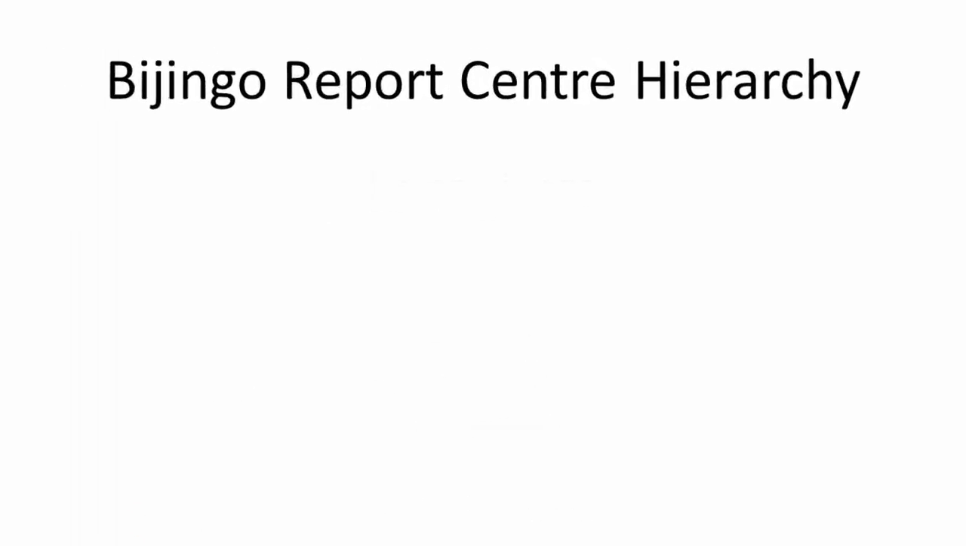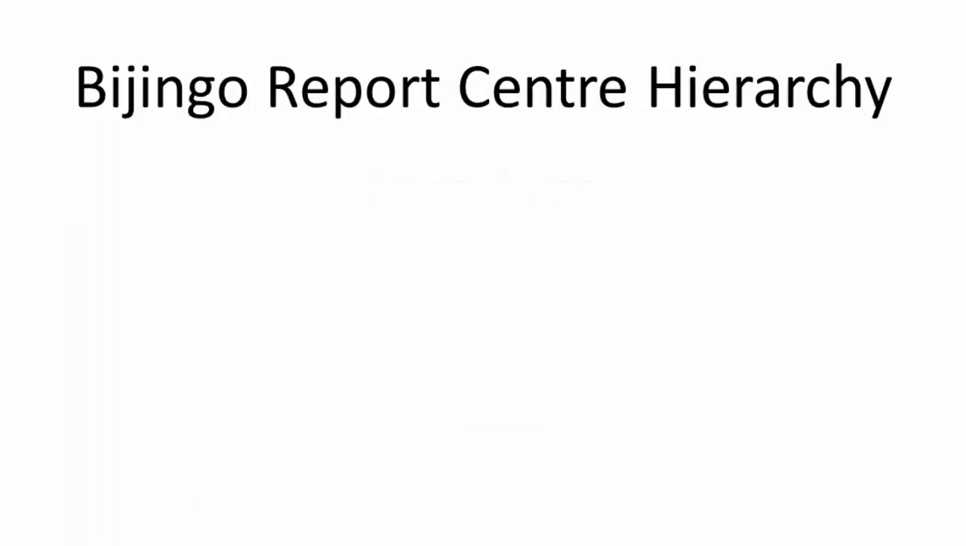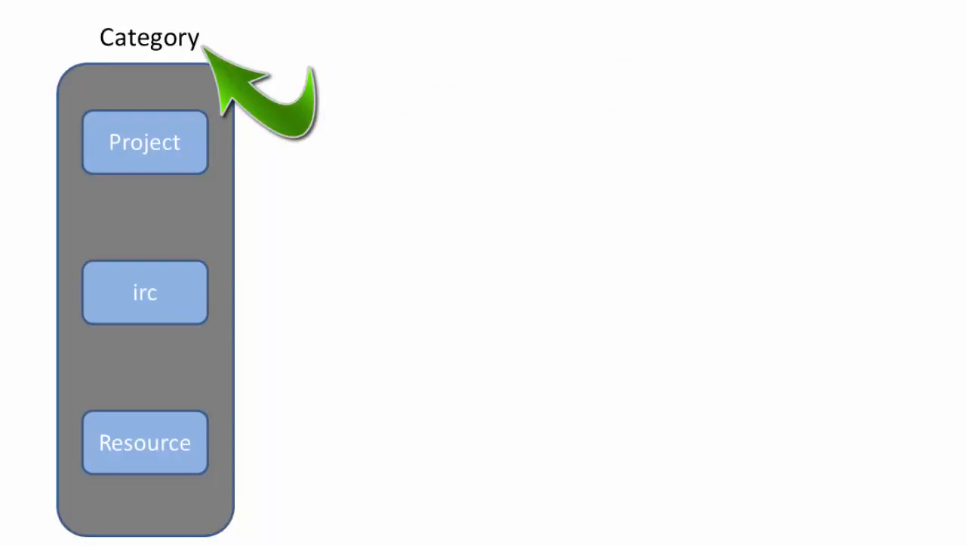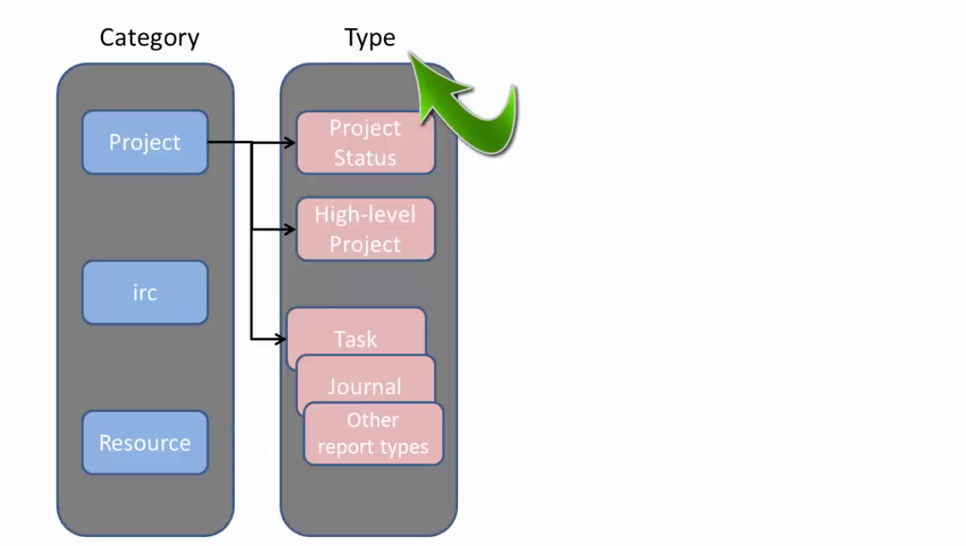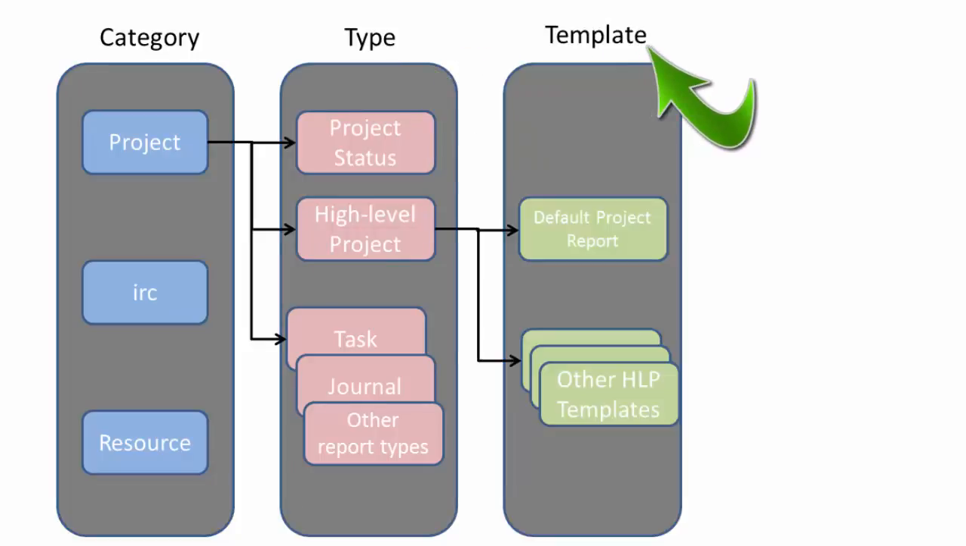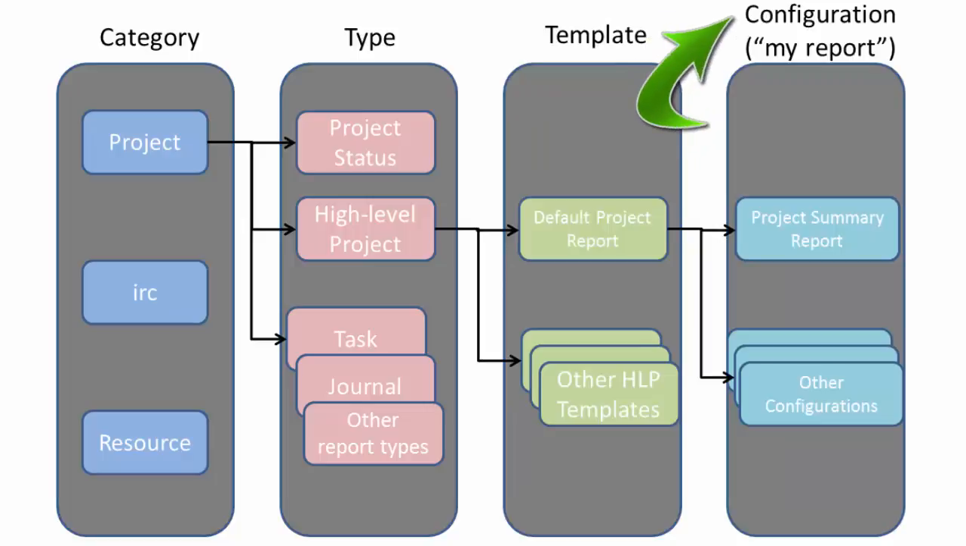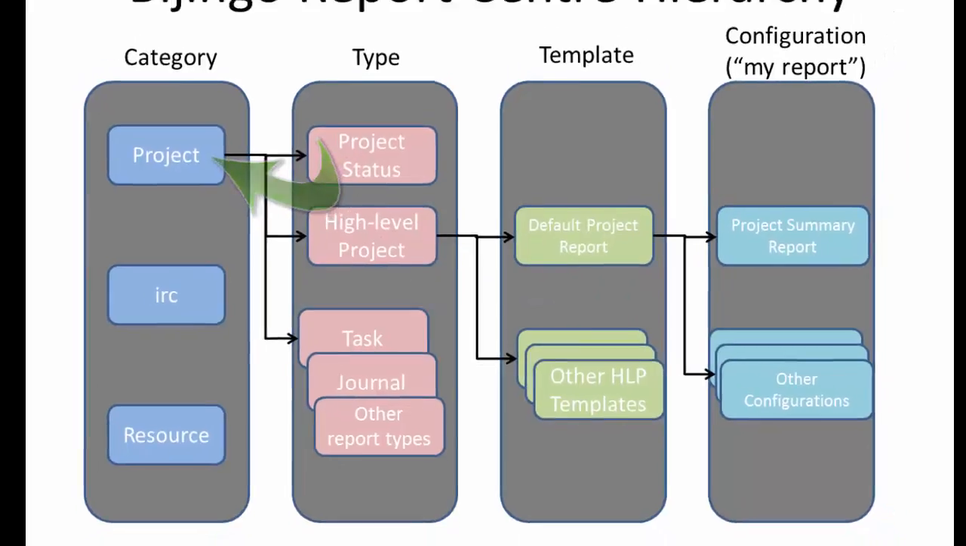In our previous video, Report Center Overview, we talked about the way the Bijingo Report Center is organized. There are three report categories which appear as menu items in the Report Center: Project, IRC, and Resource. Each category contains a number of report types which are used to design and store report templates. Templates can then be configured into reports which can be run and also stored as My Reports. So today we're looking at designing templates of the high-level project type which belong to the Project category.